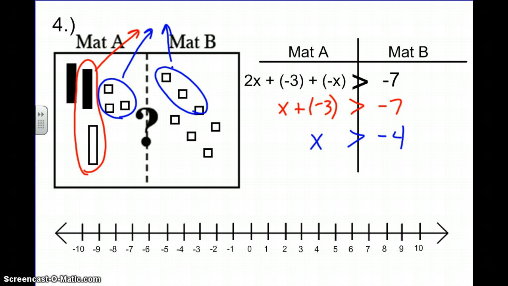Again, this makes our boundary point fairly obvious. -4 makes the two sides equal to each other. And we're looking for all the values that will make mat A greater than mat B. So we want everything greater than -4.